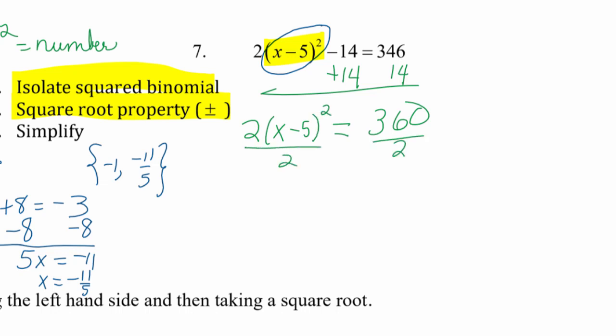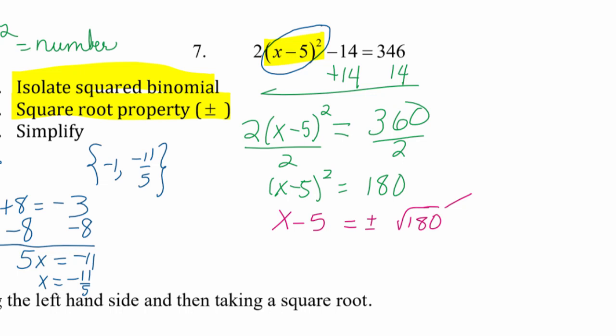Divide by 2 both sides, so we get x minus 5 squared equals 180. And now we're ready for the square root property, and we have to remember that plus or minus on the right-hand side. So x minus 5 equals plus or minus square root of 180. Okay, so here with this radicand, this square root of 180, we need to pull out any perfect square factors, right? We need to try to find those perfect square factors of 180.